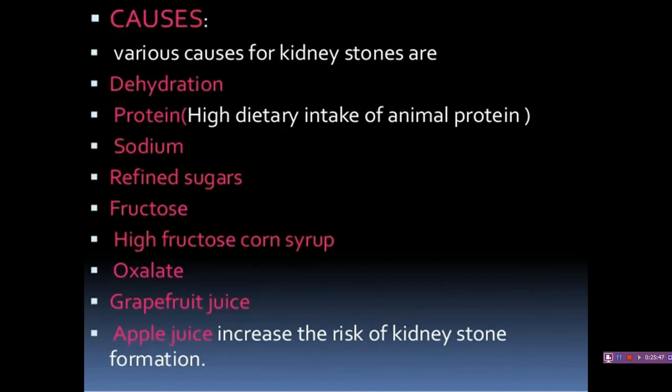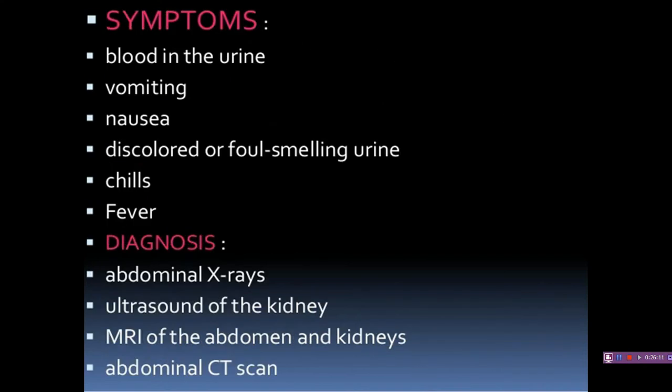Various causes of renal stone are dehydration, high protein intake, that is animal protein intake, sodium, refined sugar, fructose, high fructose corn syrup, oxalate, grapefruit juice, and apple juice, which increase the risk of renal stone formation. Symptoms: blood in the urine, vomiting, nausea, discoloration or foul smelling urine, chills, fever. Renal stone can be diagnosed by abdominal X-ray, ultrasonogram of kidney, MRI of abdomen and kidney, and abdominal CT scan.